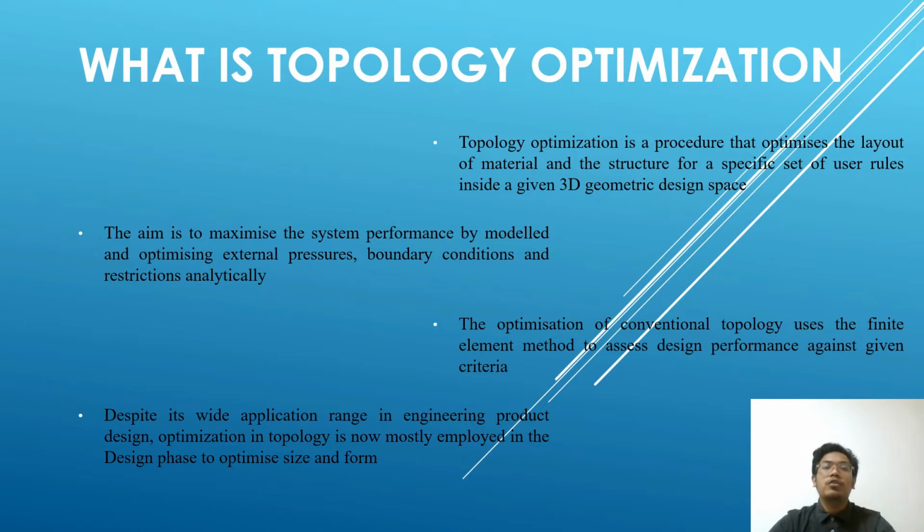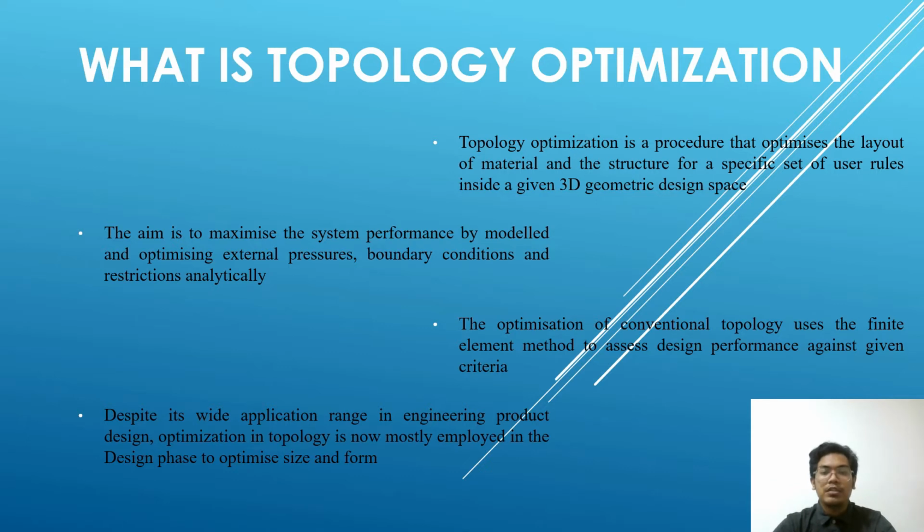So, what is topology optimization? Topology optimization is a procedure that optimizes the layout of material and the structure for a specific set of user rules inside a given 3D geometric design space. The aim is to maximize the system performance by modeling and optimizing external pressure, boundary conditions, and restrictions analytically.